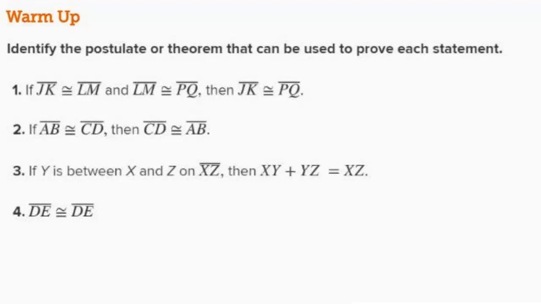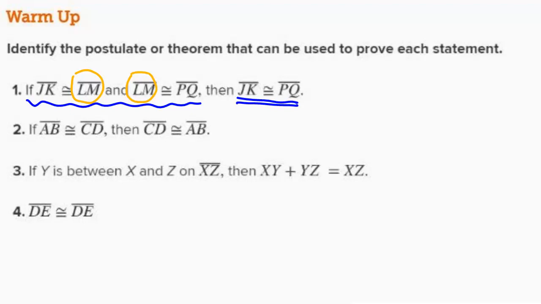In statement number 1, I have that JK is congruent to LM, and then they tell me that LM is also congruent to PQ. And so that lets me jump to this statement back here that JK and PQ would have to be congruent because both of them are congruent to LM. What reason do we use to be able to make this statement if we know this part? If it was equal signs, I could use substitution, but it's congruence signs.